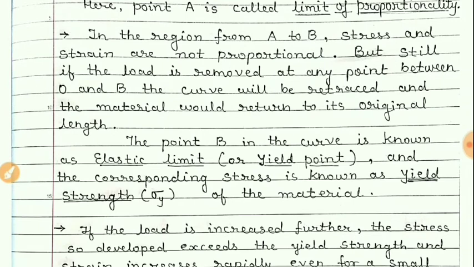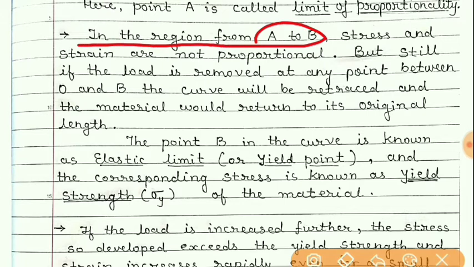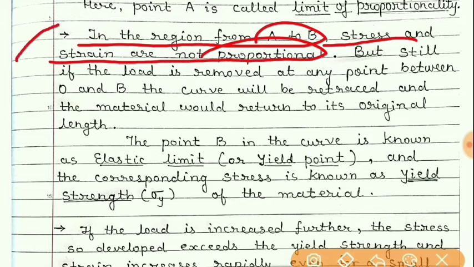Students, keep your textbook open and look at the graph and listen to what I am reading. Now, in the region from A to B, stress and strain are not proportional to each other because we are getting a curvature from A to B. The graph is a curved graph, and so it does not obey Hooke's law.